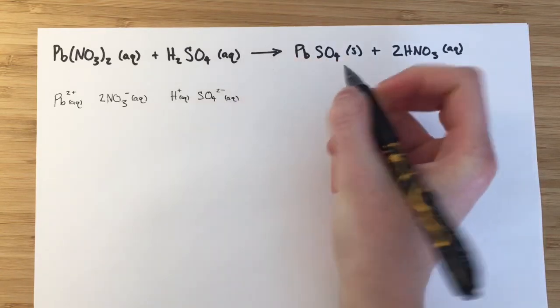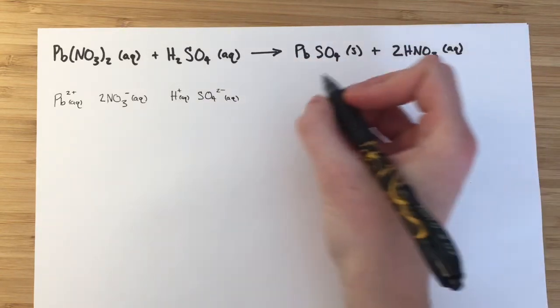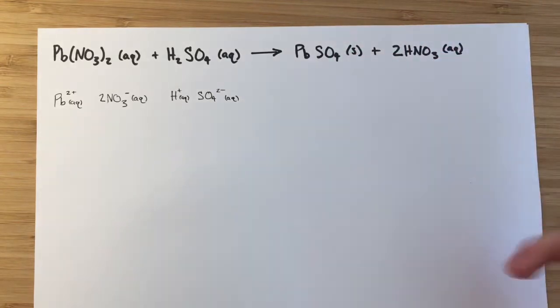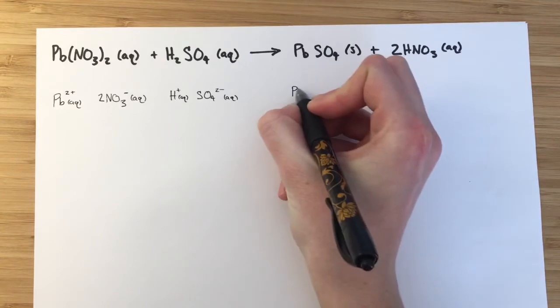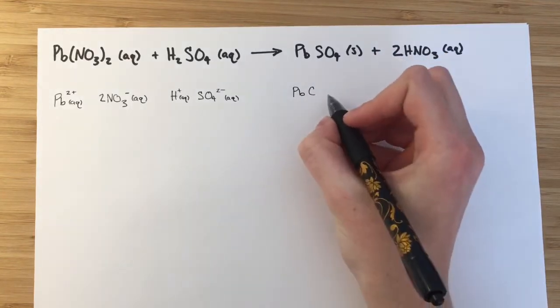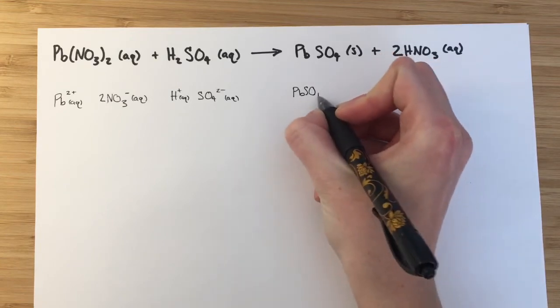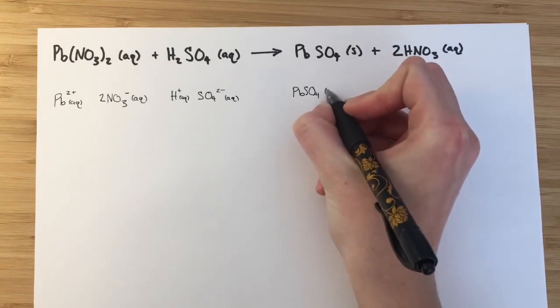Now moving on to this side of the chemical equation. Since this one is a solid, we don't split it. Don't split solids. Okay, so let's just write this one down here as is. And that is a solid.